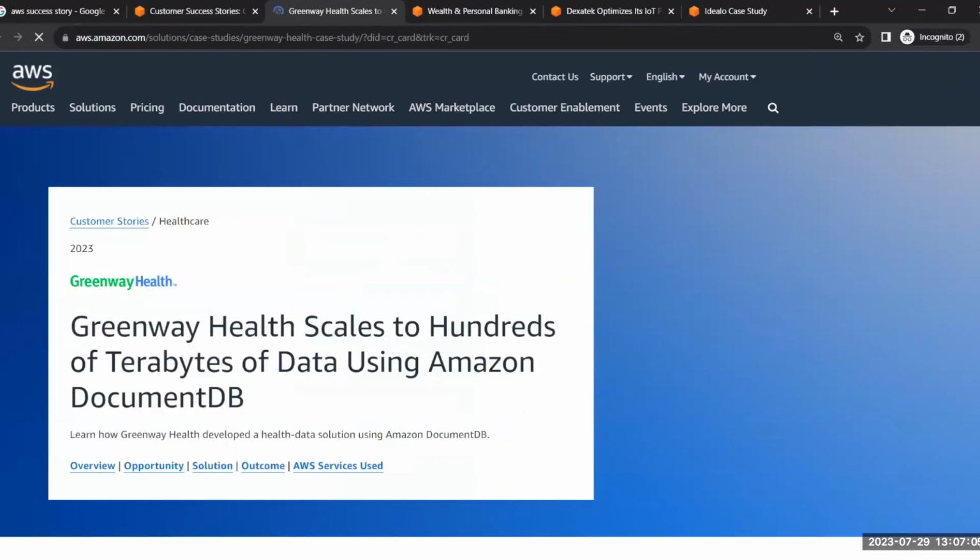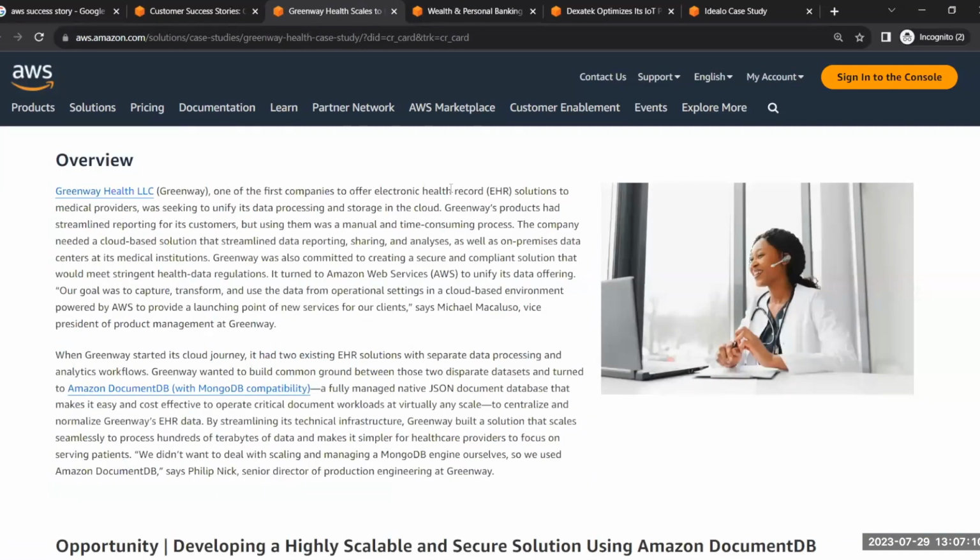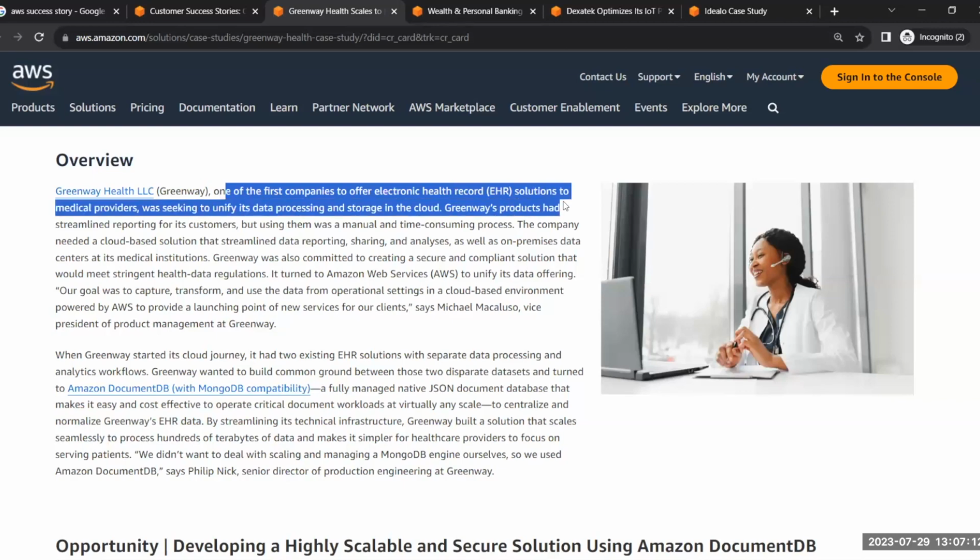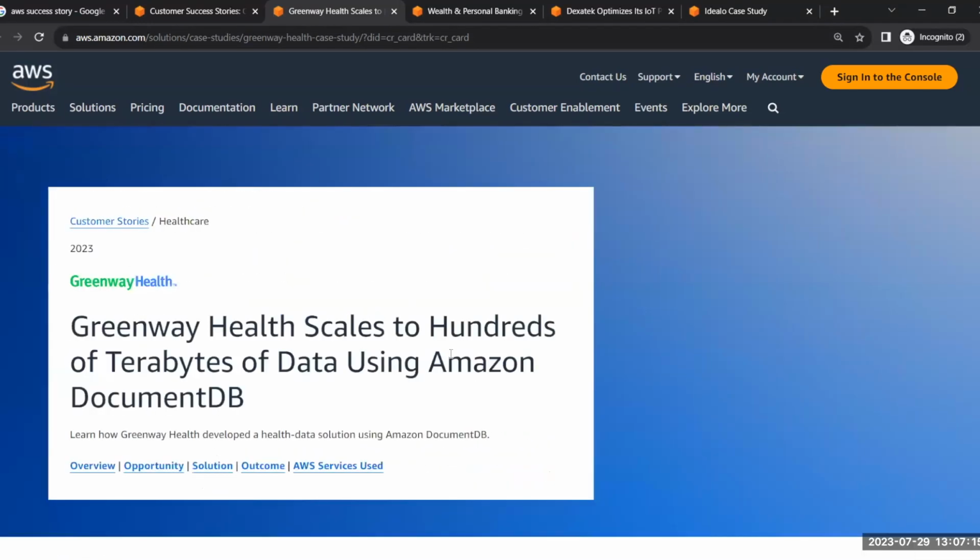So what was their issue? Overview: one of the first companies to offer electronic healthcare records. So there is a healthcare organization, and they have their patient lists and their patient volume. There are hundreds of patients who come in for viral diseases, hundreds who come in for certain other diseases. Based on that, they are categorized. So how do you serve the patients better?